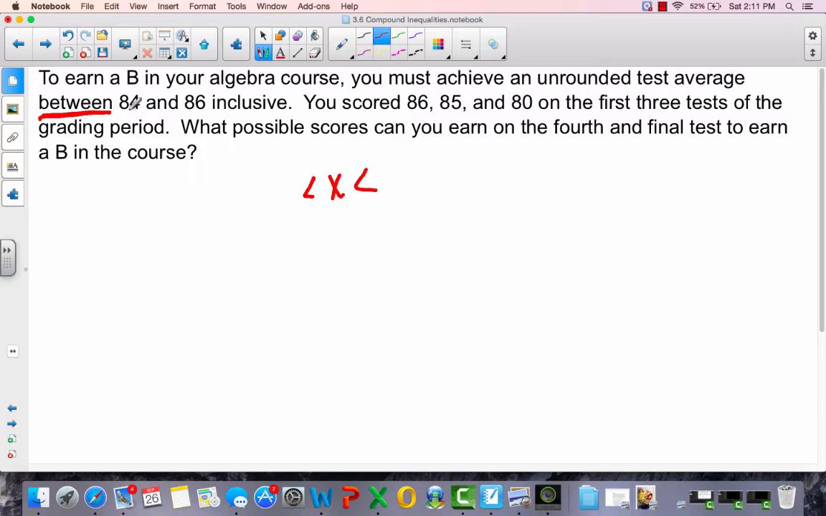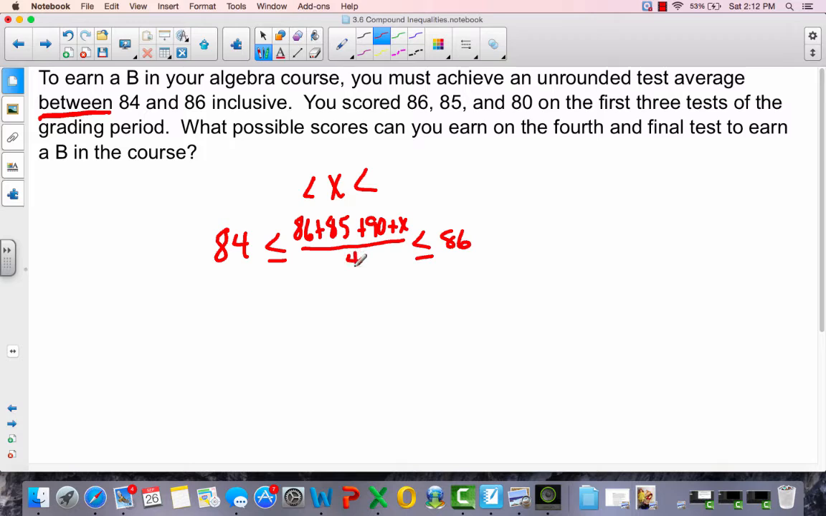This says between 84 and 86. So it's going to be between 84 and 86. Inclusive means that it includes 84 and 86. So we put the or equal to. It says you scored 86 and 85 and 80 on the first 3 tests. What would you need to score? So you don't know what it is, so it's x. On the 4th test in order to earn a B in the course.